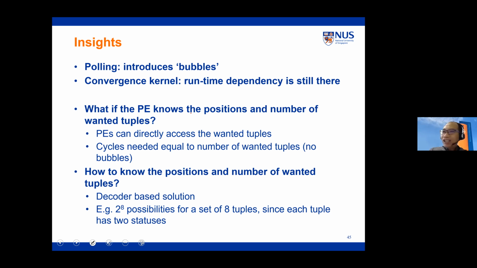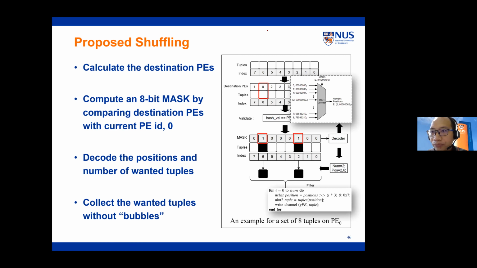On the other hand, if we know which tuples go to me and also how many tuples go to me, then each PE can be processed in parallel. So this is the basic idea of our solution. We want to design a hardware. The basic idea is here.